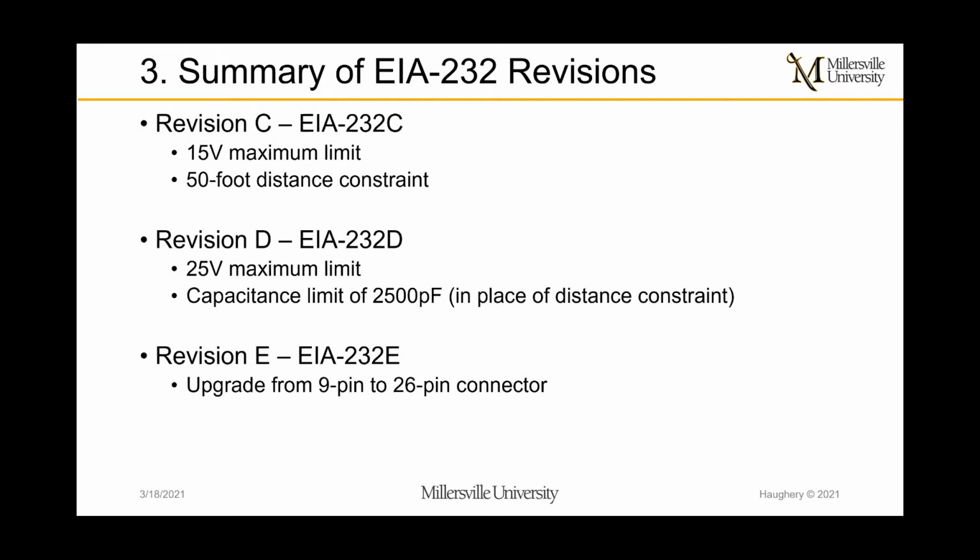All right, so here's a summary of the different revisions of the EIA-232 standard interface. The first one is revision C. This one was limited to a 15-volt maximum across both lines and a 50-foot distance between the receiver and the transmitter. But with revision D, they increased it up to a 25-volt maximum limit.